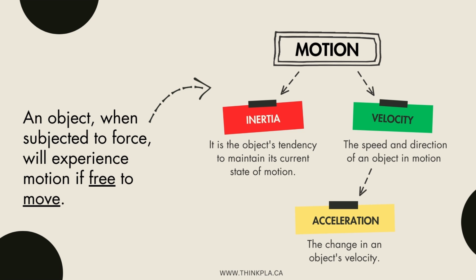Let's break it down. Inertia: it is the object's tendency to maintain its current state of motion. Velocity: the speed and direction of an object in motion. Acceleration: the change in an object's velocity.